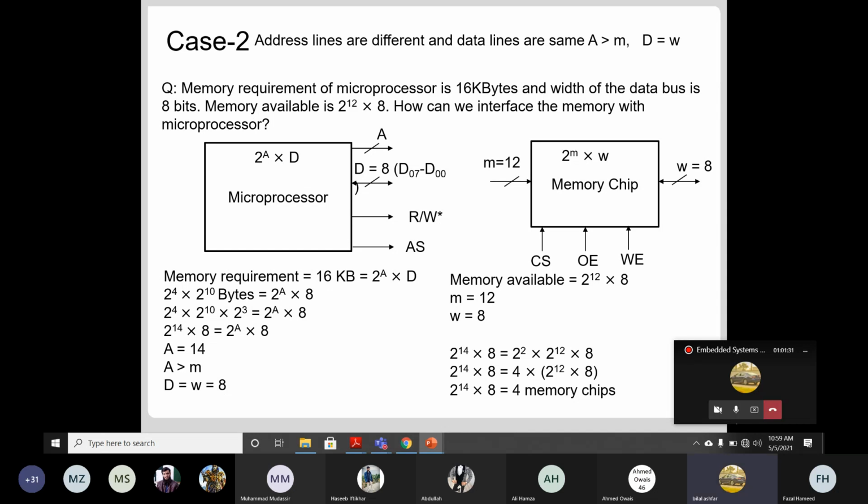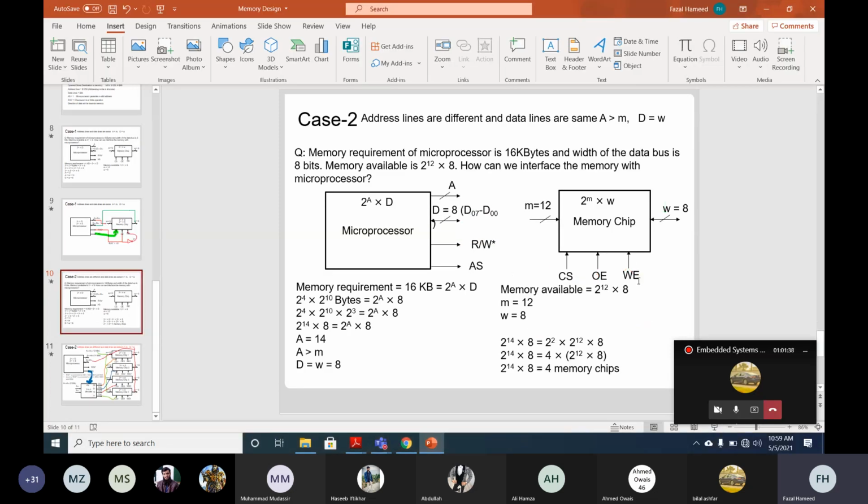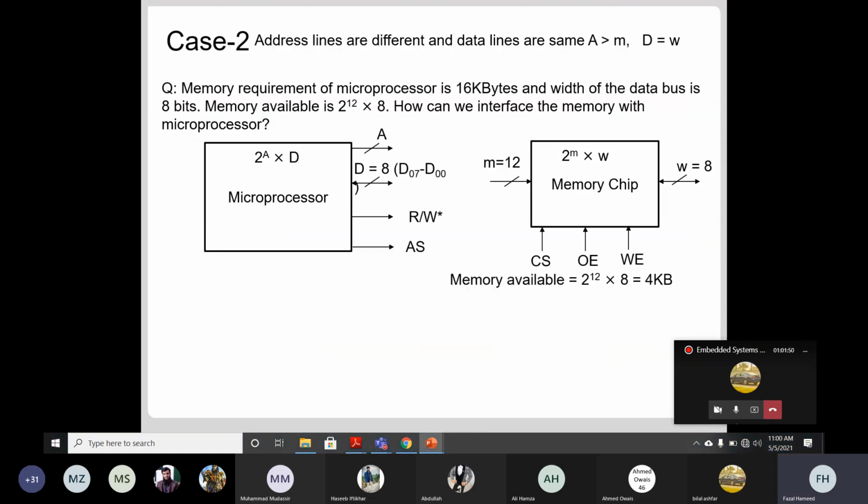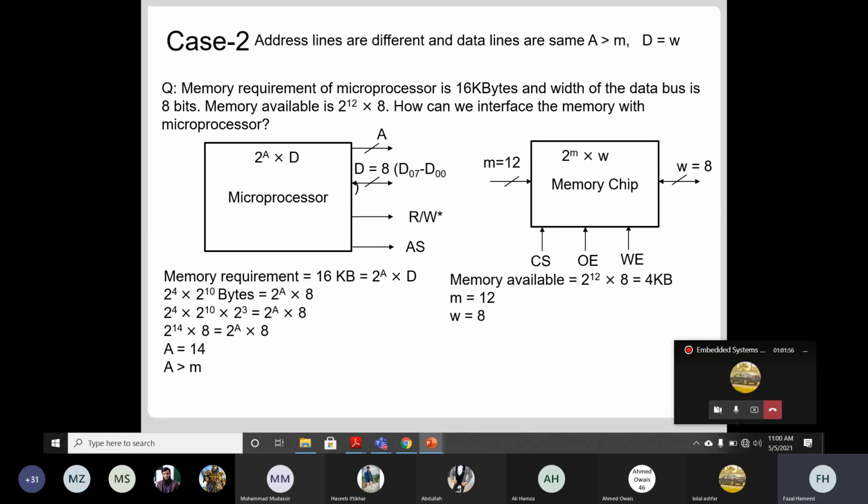Okay, so now we need 4 memory chips. If you look at the memory available, 2 to the power 12 cross 8, initially it was 4 kilobyte, as in the previous example. You can also solve it in a different way. The memory available is 4 kilobyte and the memory requirement is 16 kilobyte. So how many such memories do you require? 4 will be needed. Okay, so you can solve this problem from different angles.